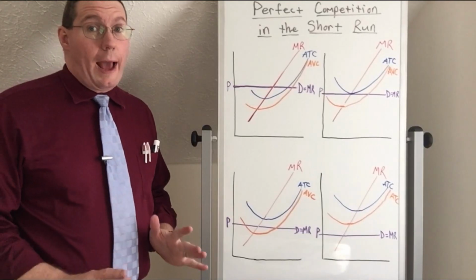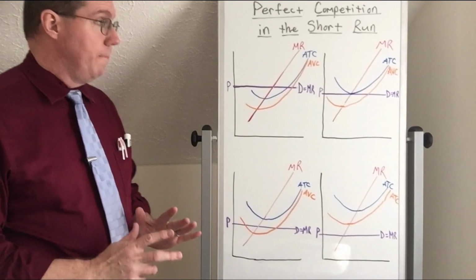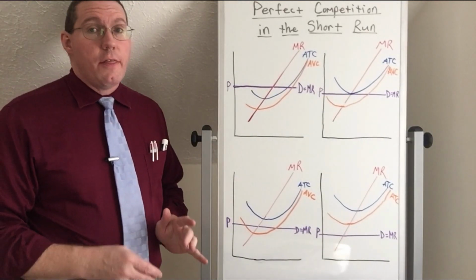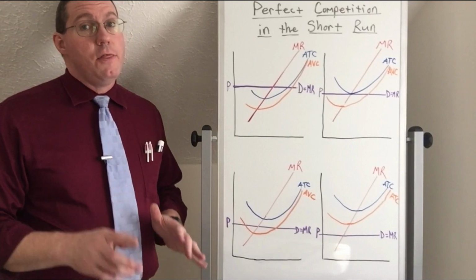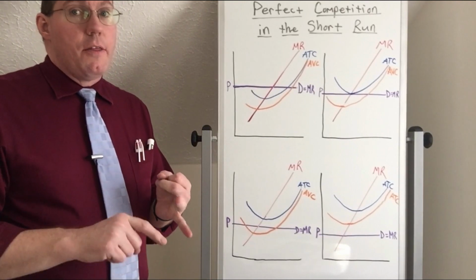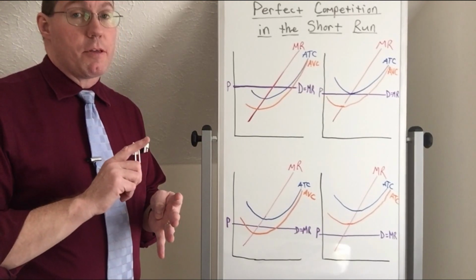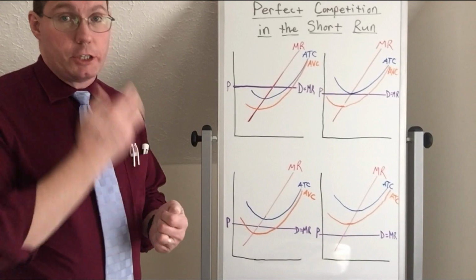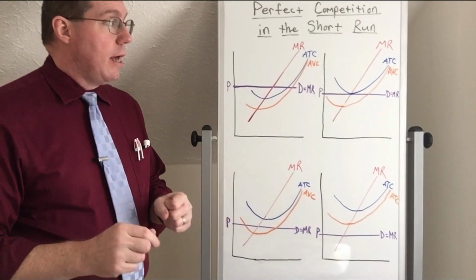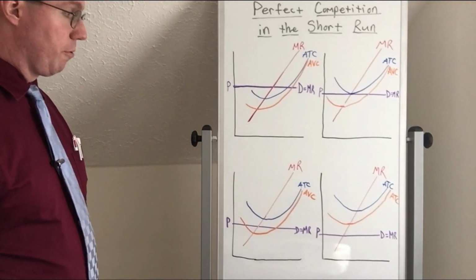All right, so what we're going to do now is look at perfect competition in the short run. If you recall, there are 4 situations that a firm can face in the short run. They can profit, they can break even, they can operate at a loss, or they can be in a position where they have to shut down operations. We'll review some of the main ideas of those 4 things as we go through these 4 circumstances.